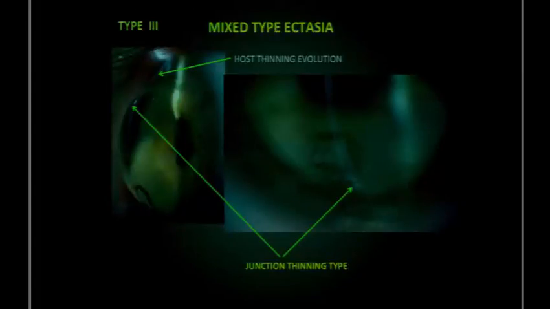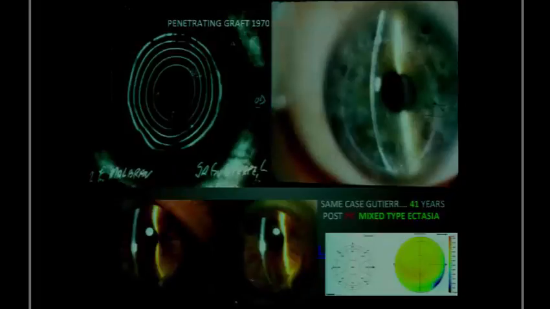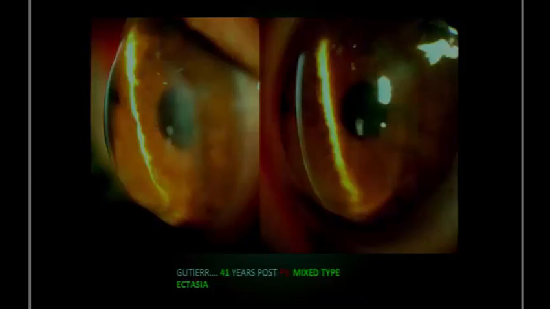Here, for example, you see a case where there are both types. There is host thinning as well as junction thinning in the inferior part of the cornea. This is an interesting case that I operated in 1970 with a penetrating graft for keratoconus. On the right side, you see the good matching of the recipient and the donor. But 41 years later, the same patient, you see in the photographs below, had a junction elongation ectasia. This belongs to the same case, and you see the image of the real ectasia.